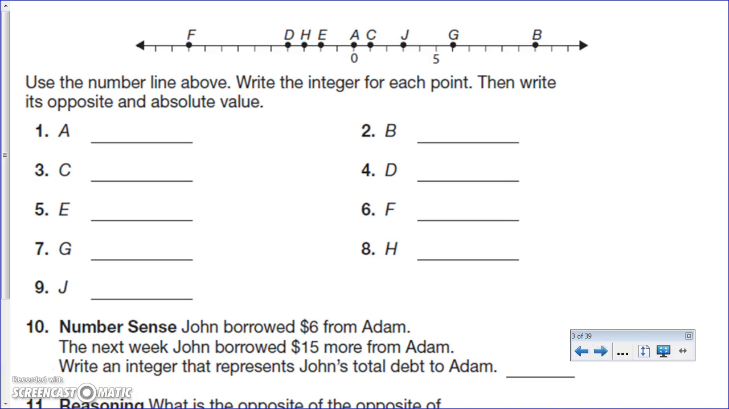Use the number line above. Write the integer for each point. Then write its opposite and absolute value. So for A, we have 0. So we know 0's opposite is 0. And the absolute value of 0 is 0.